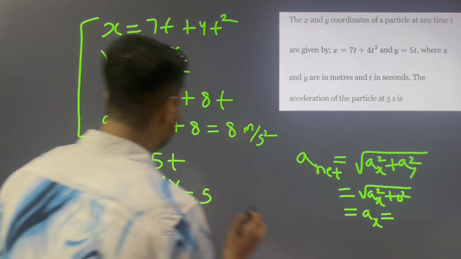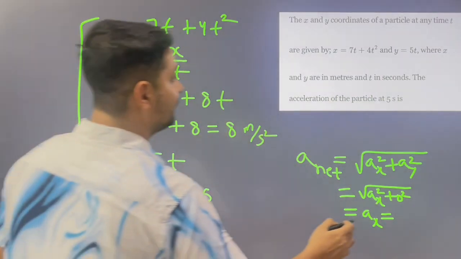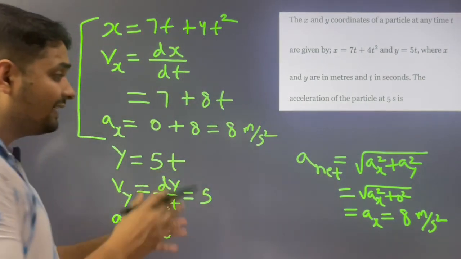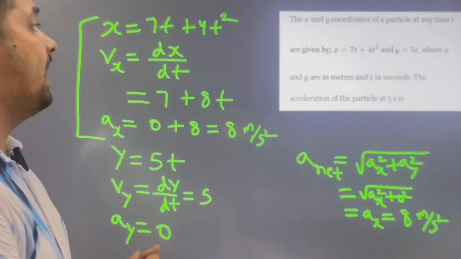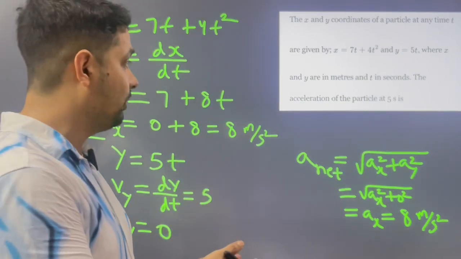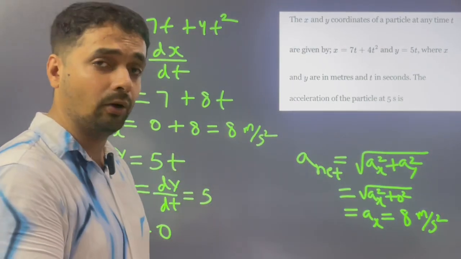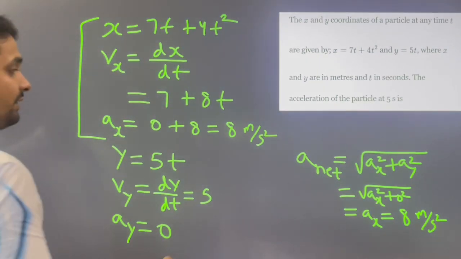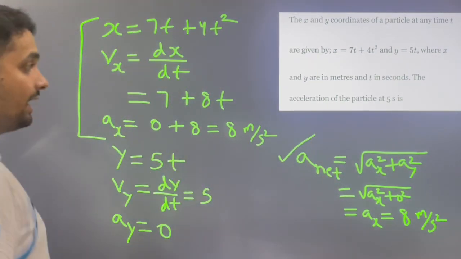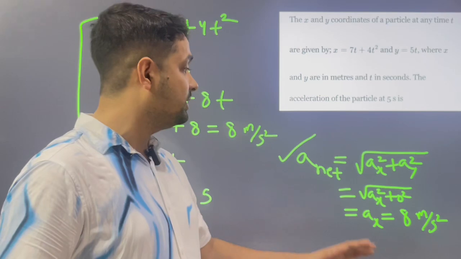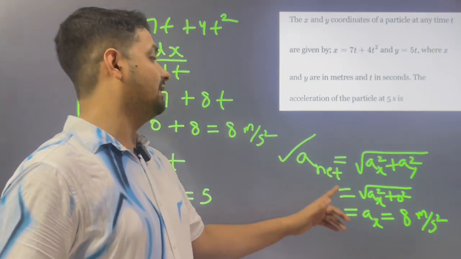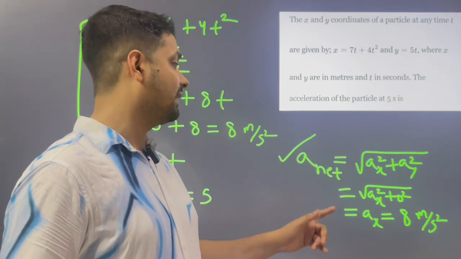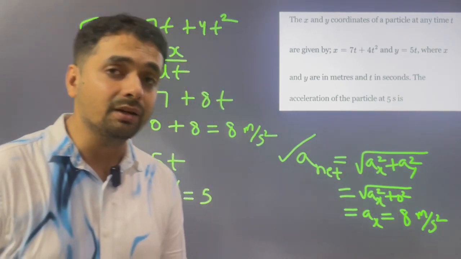And the ax value is 8 meter per second square. That means acceleration is constant for this motion. After 5 seconds, if the question gave after 4 seconds or after 3 seconds also, it will not change. It will remain 8 meter per second square. So the answer is 8 meter per second square. Acceleration is not changing with respect to time here. After 5 seconds, after 4 seconds, after 2 seconds, after 10 seconds, acceleration will remain 8 meter per second square only.